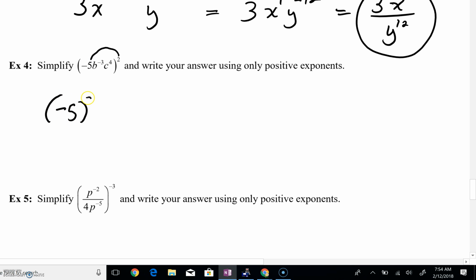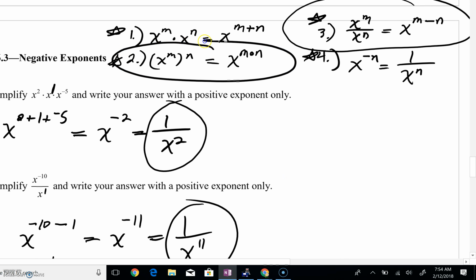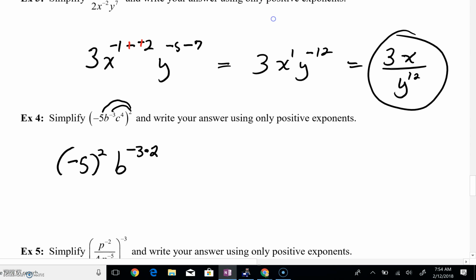This is going to be negative 5 squared. A power to a power, we multiply, right? That's actually this second property right here. A power to a power, we could say it's more powerful. We multiply them together. We were doing that last week too. But I guess what I really want to warn you is if you're squaring a negative, you need parentheses around that. Negative 5 times negative 5, of course, is going to get you a positive 25, right? And then negative 3 times 2, you get negative 6. Then you've got c to the 8th.